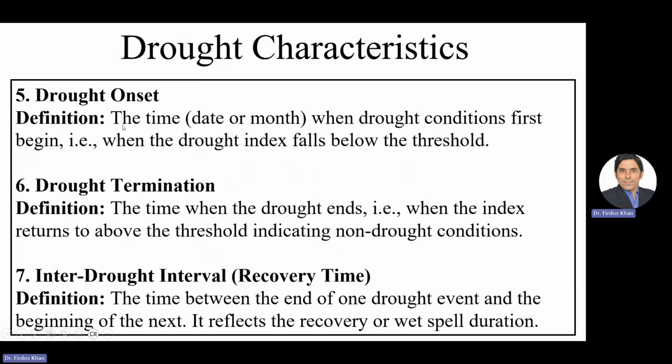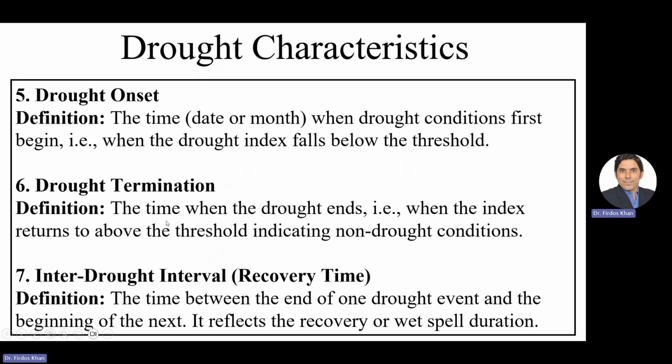Drought onset: the time, date or month when drought conditions first begin, when the drought index falls below the threshold value. So this is the time when the drought value goes below that particular threshold value. That is the start of the duration. Okay. So the time when drought condition first begins, this first beginning is called onset.